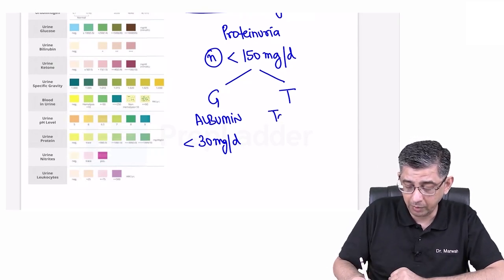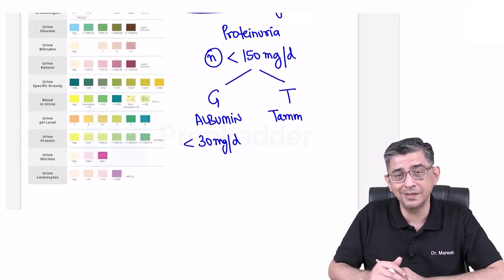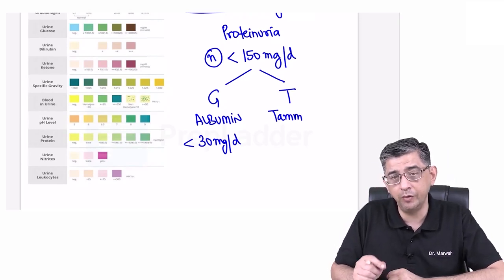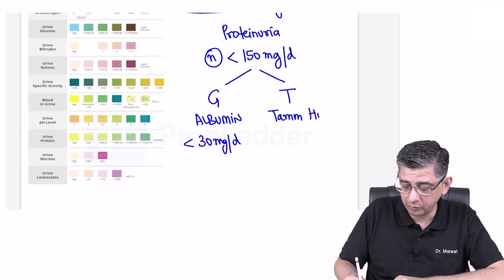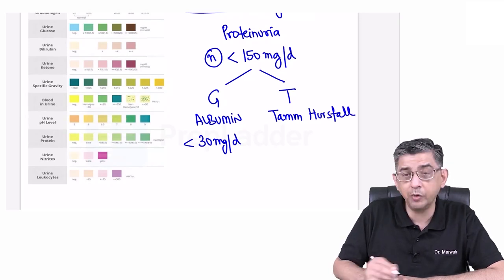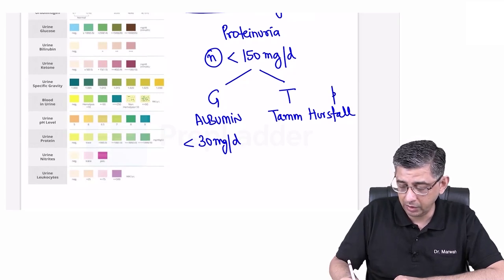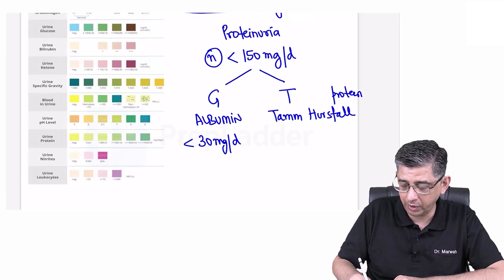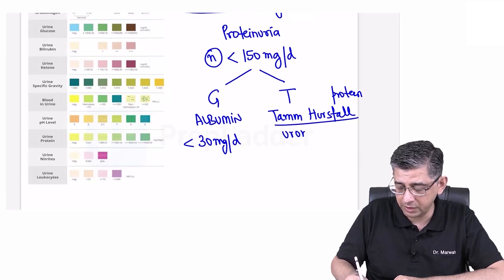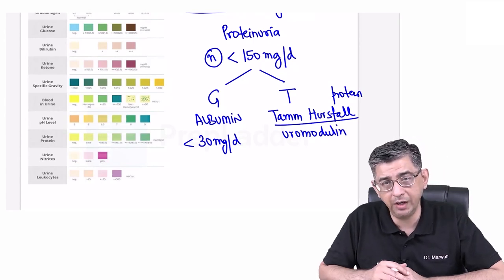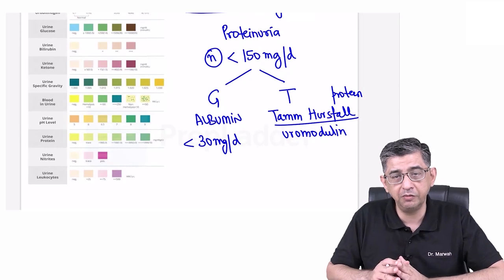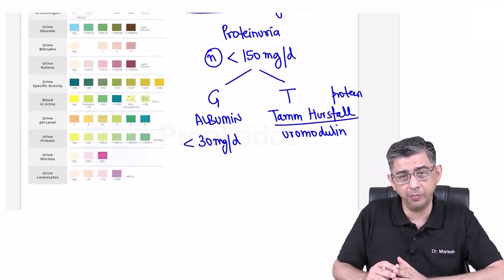The protein that would be coming from the tubules is produced by the cells of the ascending limb of the loop of Henle, and that is called Tamm-Horsfall protein. In fact, either the MCQ will use the word Tamm-Horsfall protein, or an alternative terminology that you will see is uromodulin, and this will constitute the remaining 120 milligram. So you add it up, this would be 150 milligram or lesser in a 24-hour period.